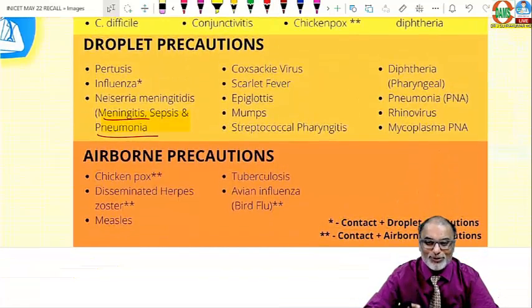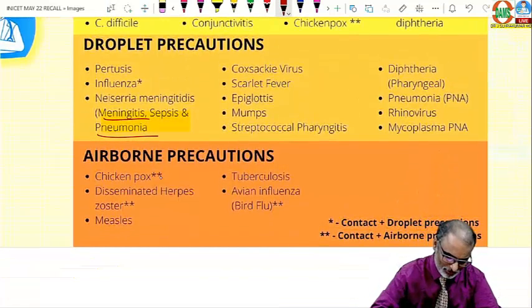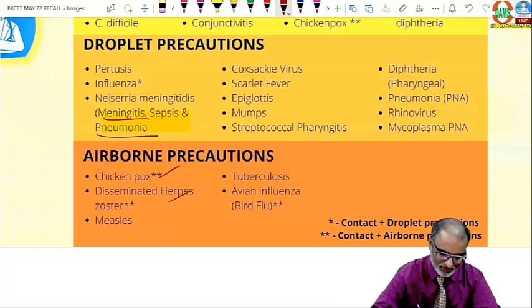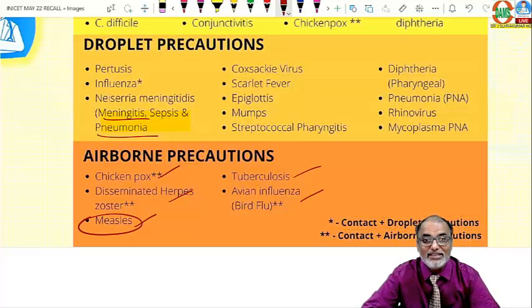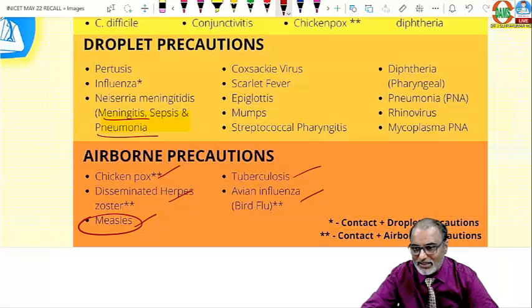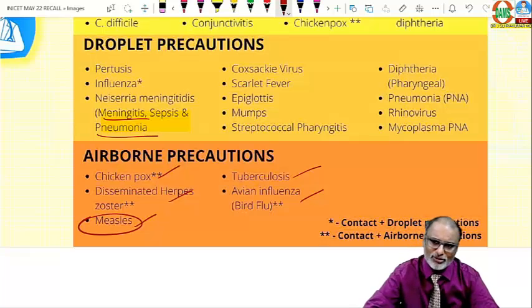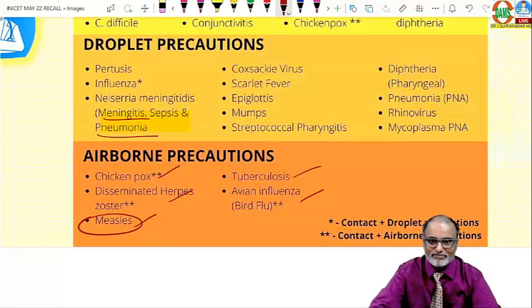Airborne, only few, easy to remember. Chickenpox, disseminated herpes, measles, tuberculosis, avian influenza. These people are airborne precautions, need to be isolated. Only these people. Not only avian influenza, swine flu also we can add.